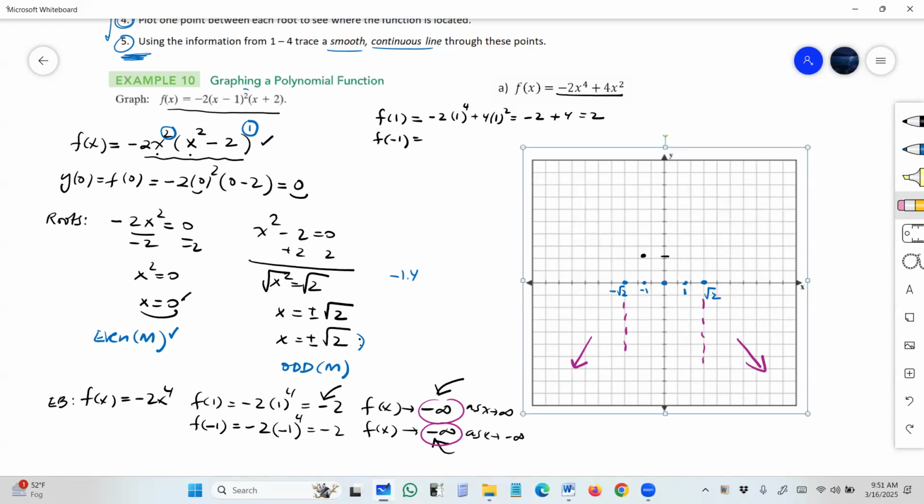And same thing for -1. So -2 times -1 to the fourth plus 4 times -1 squared. But that's the same thing, right? Because -1 to the fourth is 1, and -1 squared is 1. So it's the same number 2 right here. So I have these 2 points. Now I think they should have been done in blue. Now I have all of the points that I need.